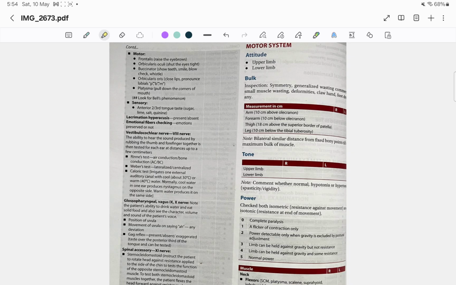Then you have to assess tone. You can assess tone by asking the patient to flex and extend. You have to see whether the patient has a higher tone, and you have to compare both sides. For example, you are doing a flexion in the forearm. If it is very resistant, it means hypertonia. If it is very flaccid and you are able to easily move the limb, that is hypotonia.